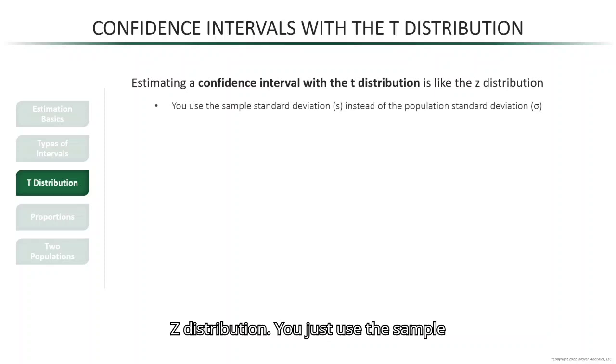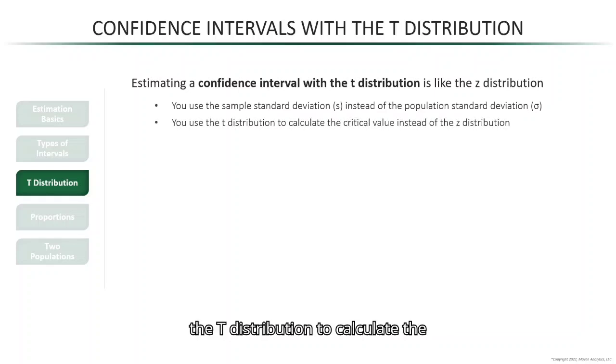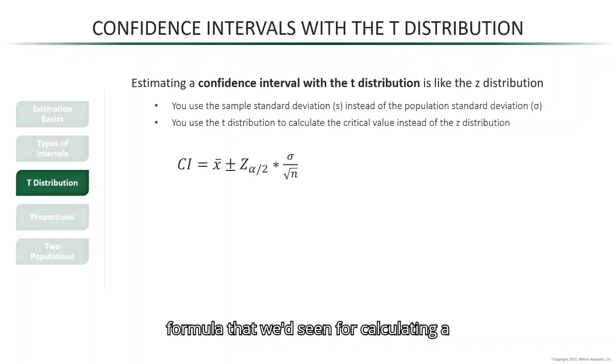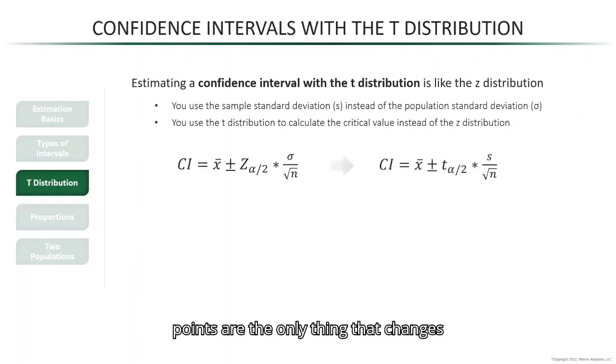You just use the sample standard deviation, or s, instead of the population standard deviation, and use the t-distribution to calculate the critical value instead of the z-distribution. So if we revisit the formula that we'd seen for calculating a confidence interval for the z-distribution, you'll see that those two points are the only thing that changes for our new formula. We have t instead of z, and s instead of sigma.